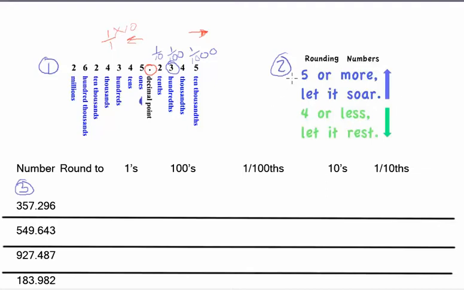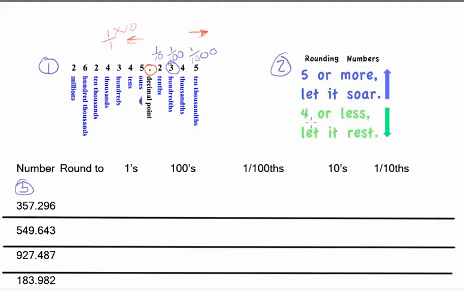Okay, so here's something to remember when we're actually working with numbers. This is a really good saying I found on the internet, and it's easy to remember. 5 or more, let it soar. Soar means to fly. And so we associate flying with going up. So 5 or more, you let it soar. So that means that the number is going to go up 1 in value.